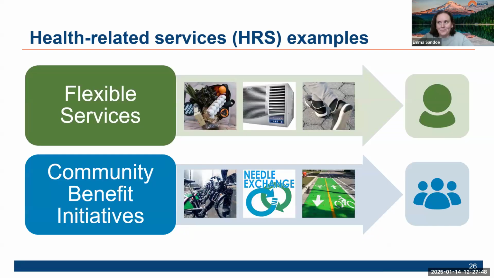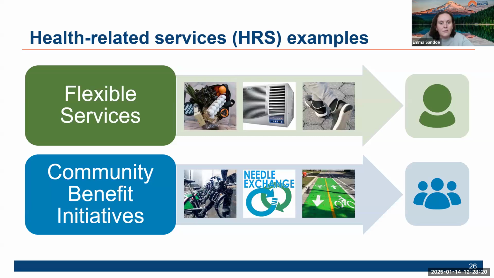Next slide. So some examples of flexible services can include such things as rental assistance, food boxes, air conditioning units, and air filtration systems, which has certainly been an area that we have been focusing on due to the many wildfires in our state in recent years. And other services that help connect people to health in a variety of different ways.